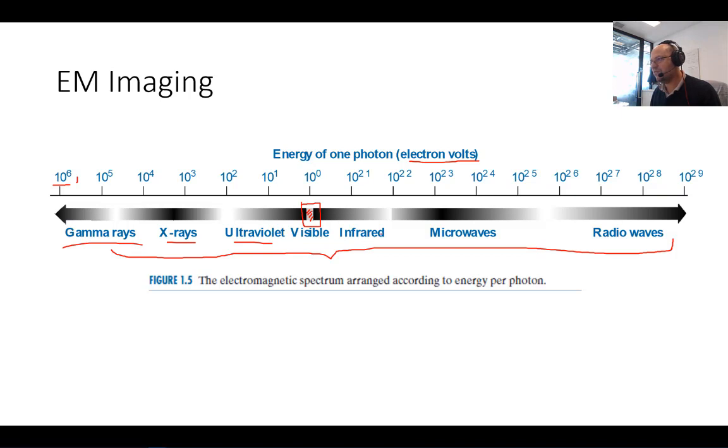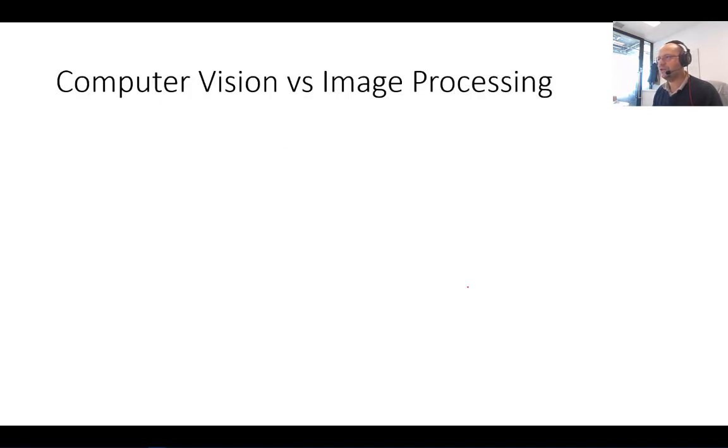But there is going to be high energy, infrared, then microwaves, then radio waves. So this is the whole electromagnetic spectrum arranged according to energy per particle.